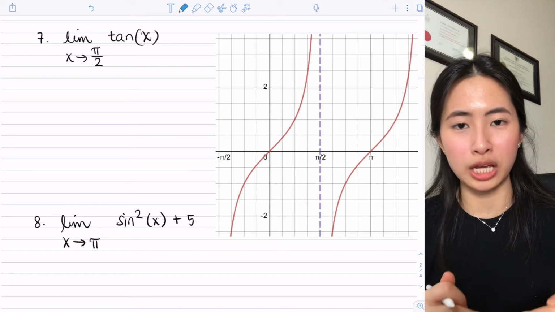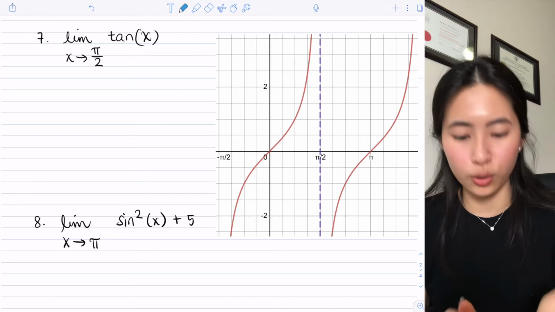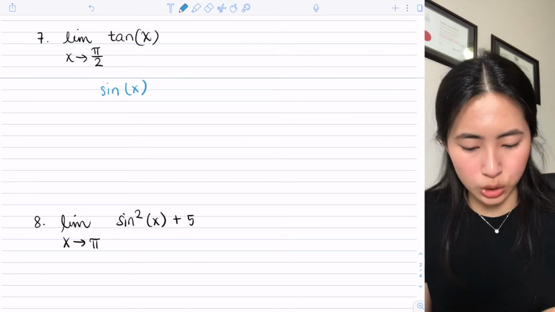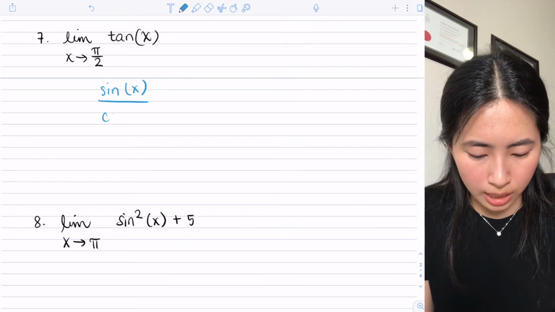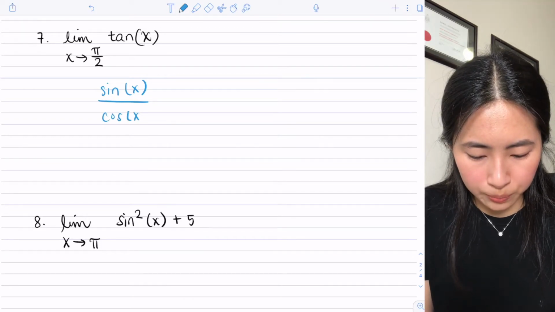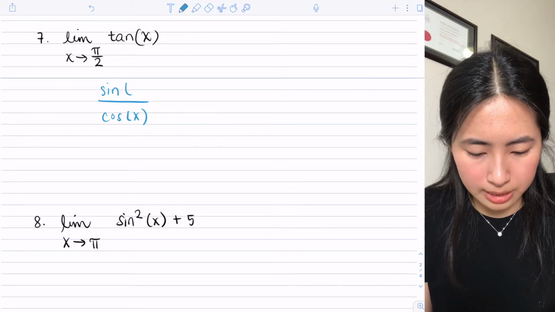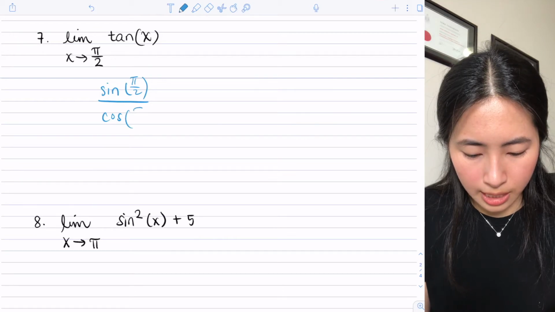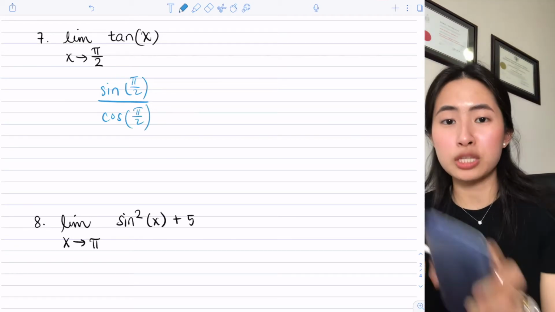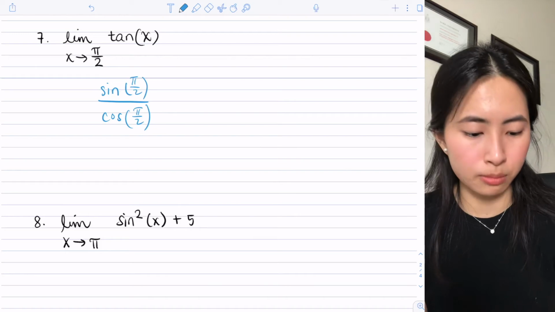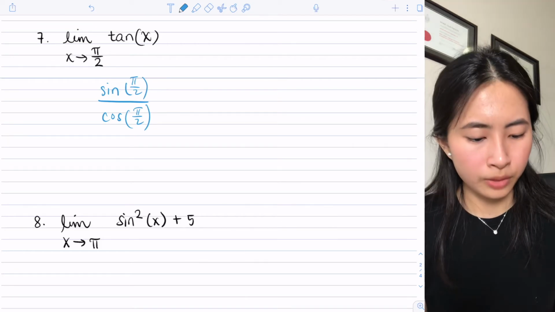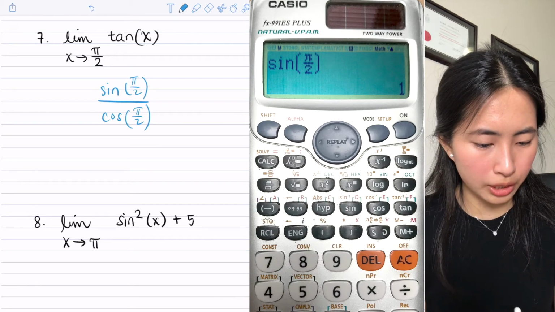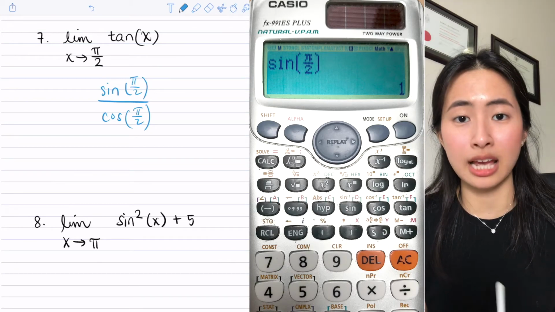However, if you were to illustrate tangent x in terms of sine x over cosine x, then you would have to plug in pi over 2 into your x. So you would have sine x over cosine x, and you take your x and replace that with pi over 2. Take your calculator, and make sure that your calculator is in radian mode. That's very critical. So type in sine pi over 2 in your calculator. You're going to see that this is actually equal to 1.